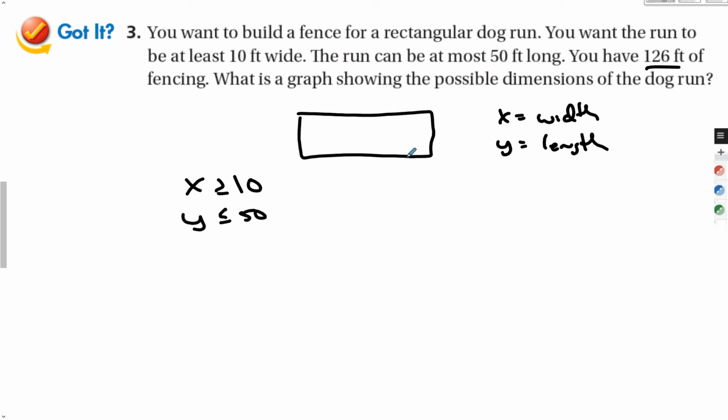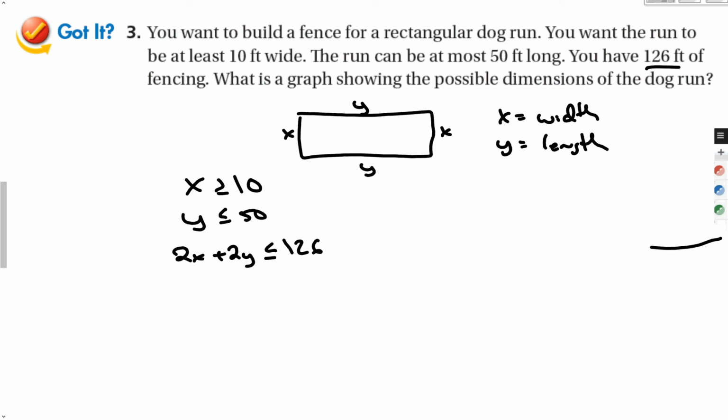That means in order to build this rectangle, if this is the length and this is the width, we're going to need to build two sides of each. So that means 2x plus 2y has to be less than or equal to 126, or else we would run out of fence. Like I said, these numbers are kind of big, so let's use a graphing calculator.